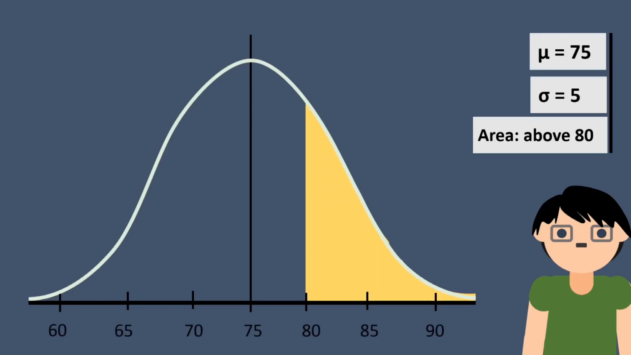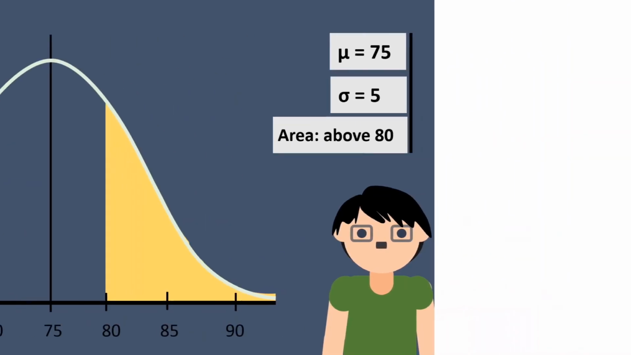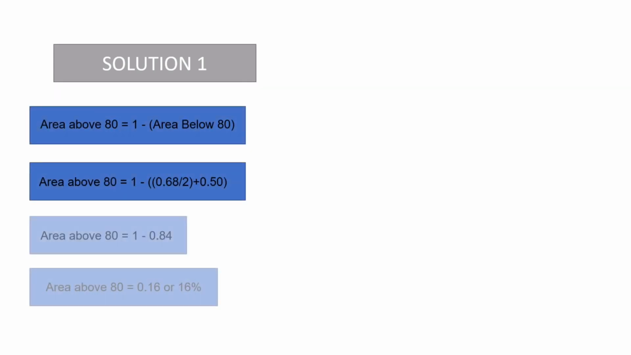If this is your graph and the area, then you are correct. There are two ways to answer this problem. The first way is to find the area below 80 and subtract it from 1. Using the 68, 95, 99.7 rule, 80 is 1 standard deviation away from the mean.